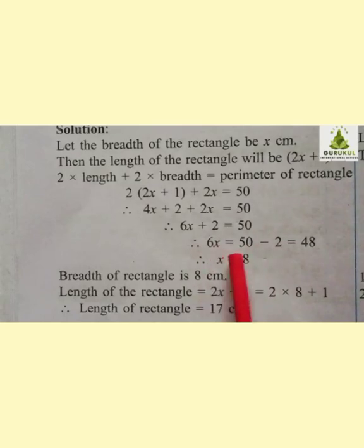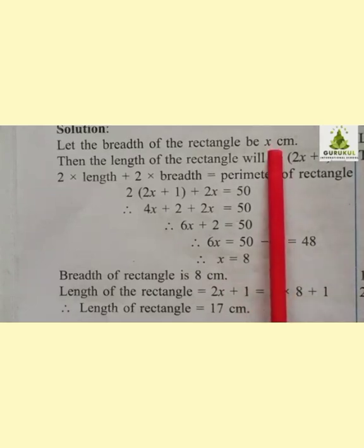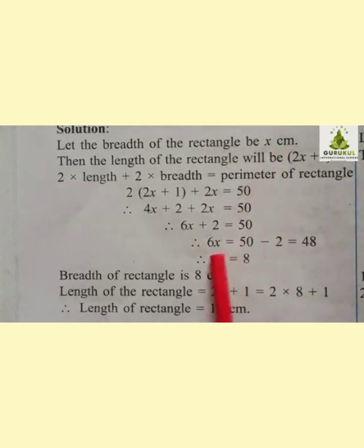So 6x is equals to 50 minus 2, that is 48. Now I don't want 6 with x, so divide by 6. 6x means 6 into x. So multiplication, when it goes to the other side, becomes upon 6. So 48 upon 6, x will become 8. Is that clear? So the breadth of the rectangle is 8 centimeter. We have taken breadth as x, so you got the breadth of the rectangle as 8 centimeter.